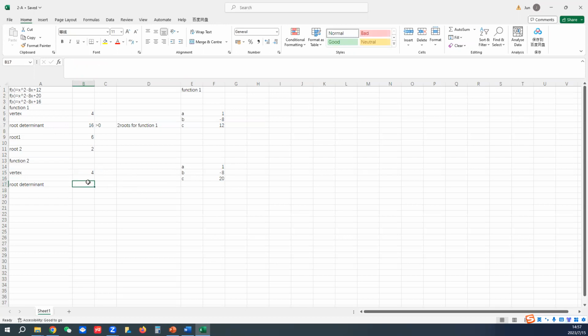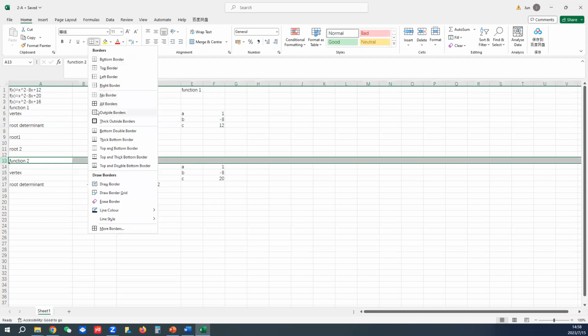Okay, and here the root determinant is supposed to be b squared minus 4 times a times c. Here it is smaller than 0, therefore no root for function 2. Okay, so that's function 2.